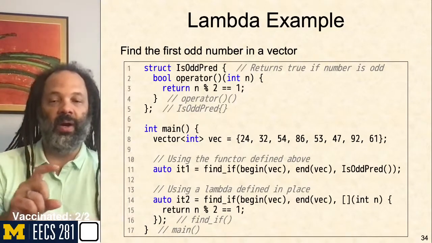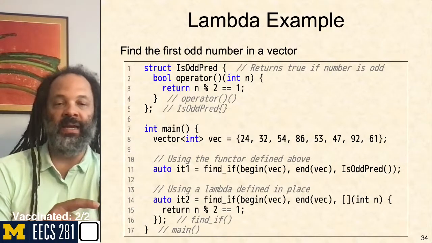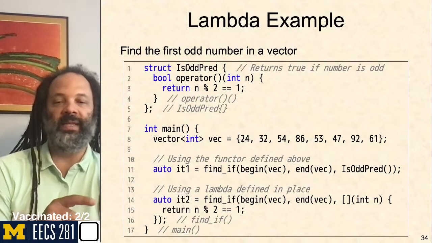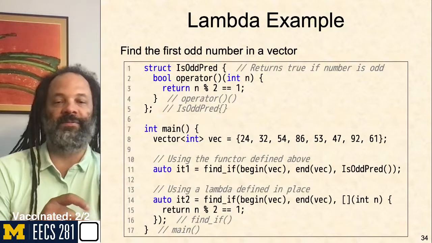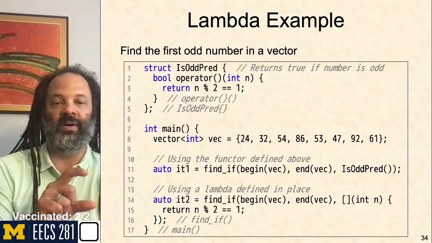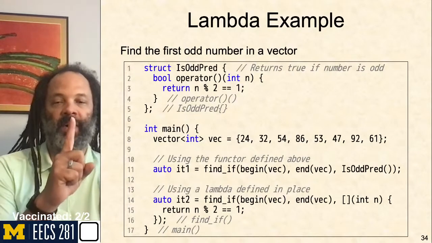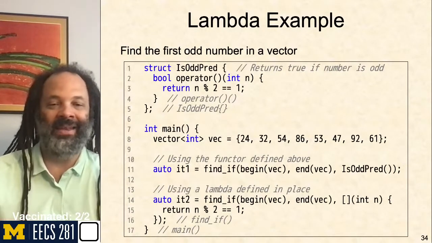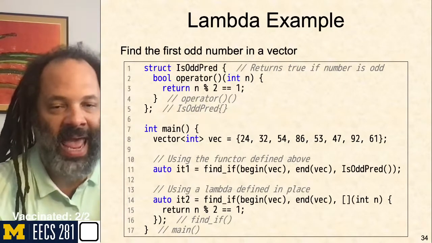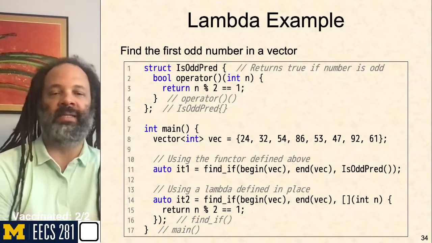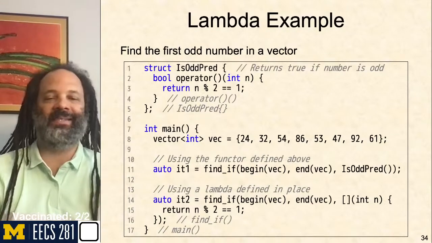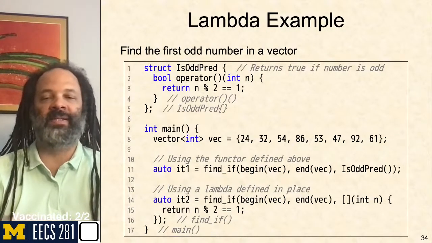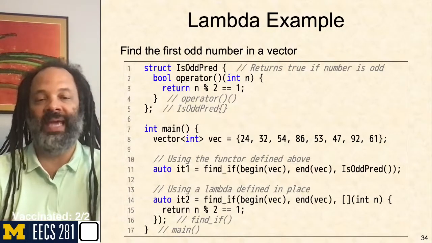Down below here, in lines 14 and 15, we see the exact same call to find on begin and end of vector. And in line 11, we use the predicate declared up above. But in line 14, we declared a lambda in line there. And so we say we're going to give it an n. That's one of the integers. So it's important that what's being passed to this lambda is something in the range between begin and end.